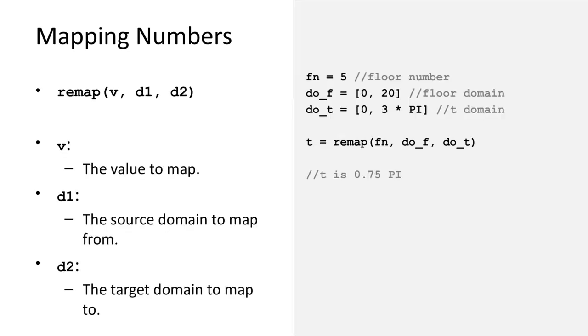To see how the remap function works, let's look at an example. The function has three parameters. The first is the value that you want to map. The second is the source domain to map from. The third is the target domain to map to. In the example code, the value to be mapped is 5. This value is 25% of the way along the source domain. So the result will also be 25% of the way along the target domain. 25% of 3 pi is 0.75 pi. Maybe pause the video and check that you understand the mapping.